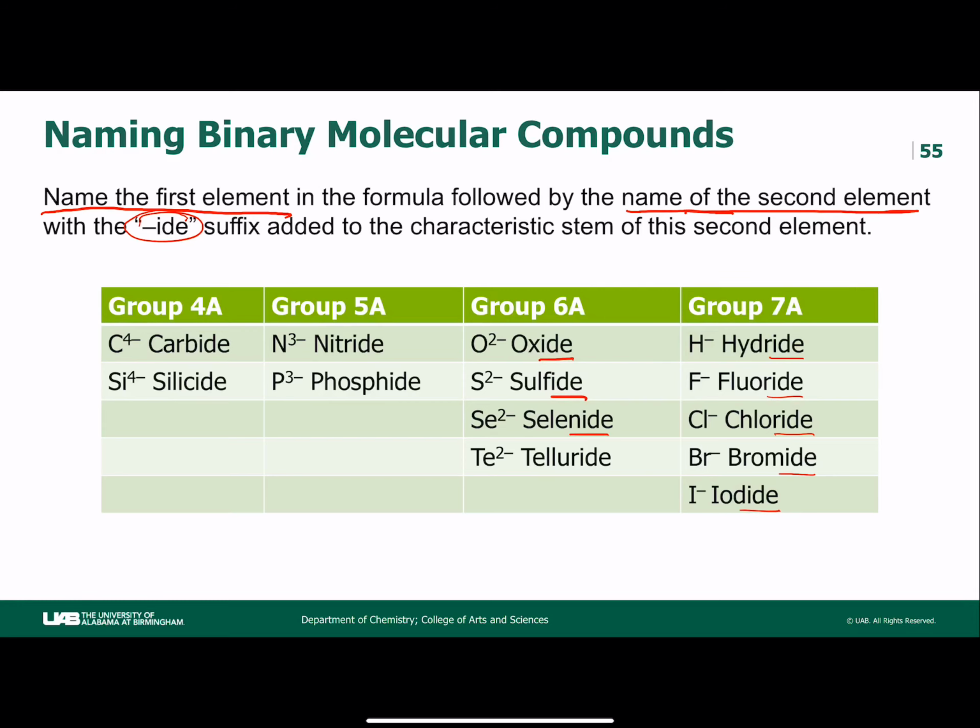Now, if you look, most of these are a single syllable and then the IDE ending. So there's carbide. This is not one. But here we have nitride, phosphide, oxide, sulfide. You have a few that aren't going to follow that trend, such as silicide, selenide, telluride. But for the most part, we're going to have a syllable and an IDE.